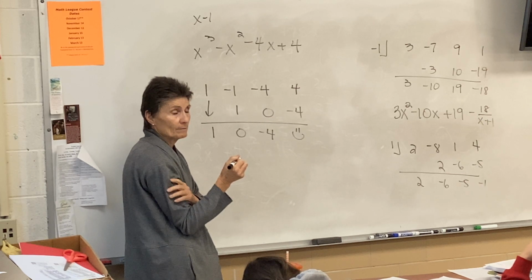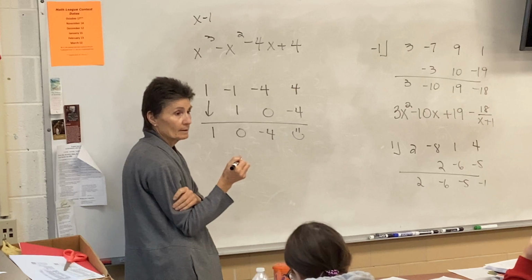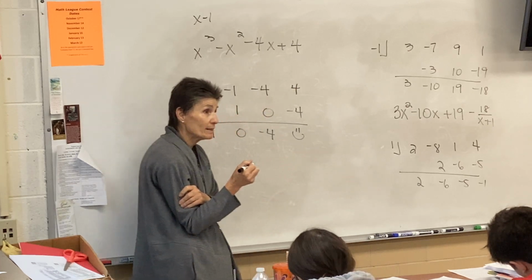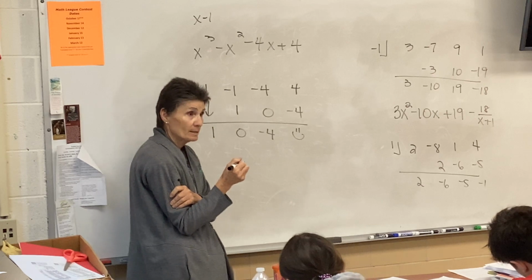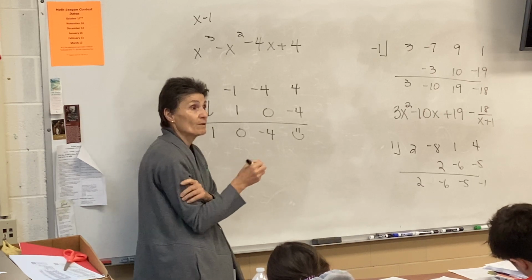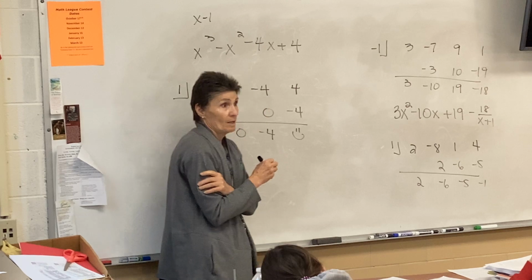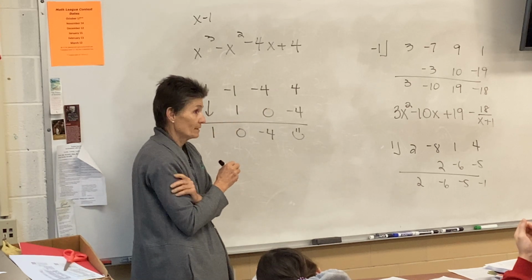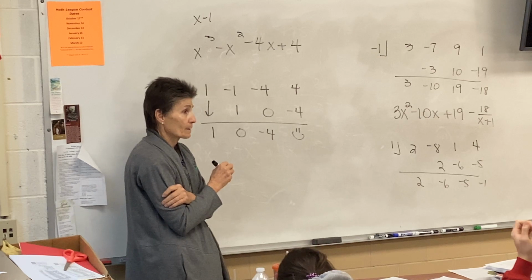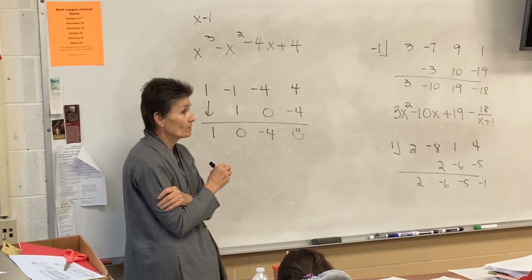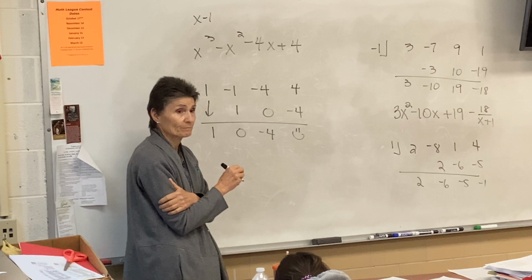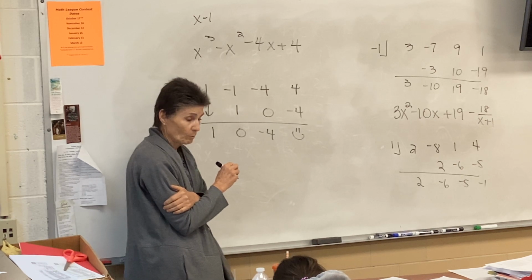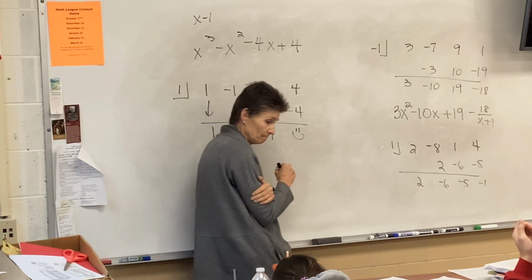Is it a factor? Yes. Why? Because the remainder is 0. Great. Can I put that as my reason? That's your reason. The remainder is 0, or there is no remainder. These are factors when they divide in evenly, and this one left a remainder of 0. Perfect. Well, there's one more like that. Can you tackle it?